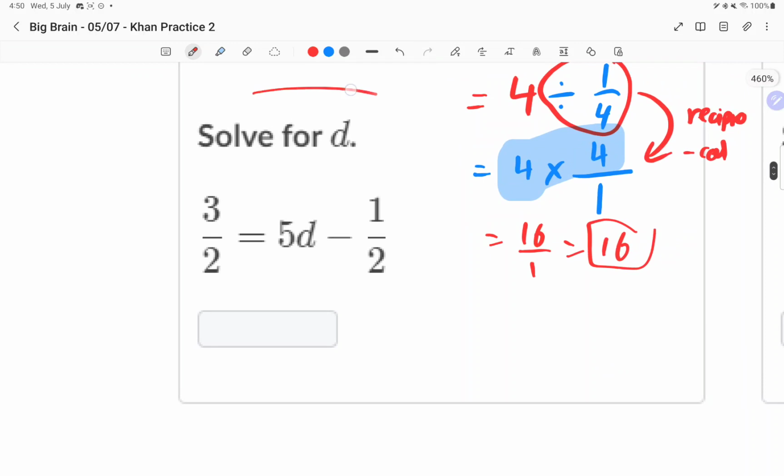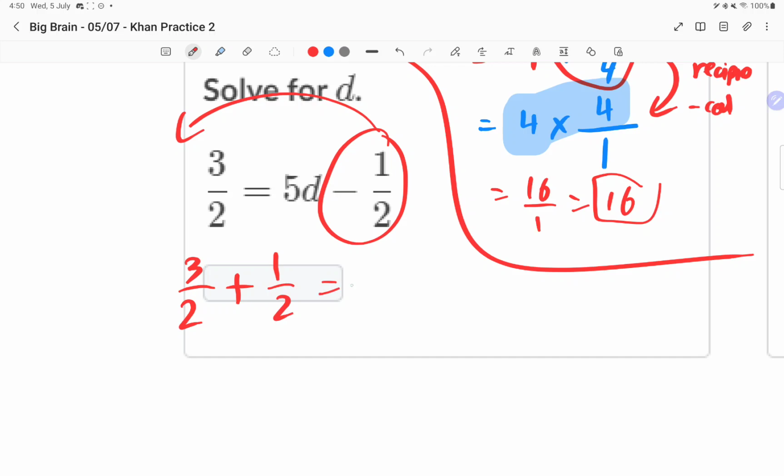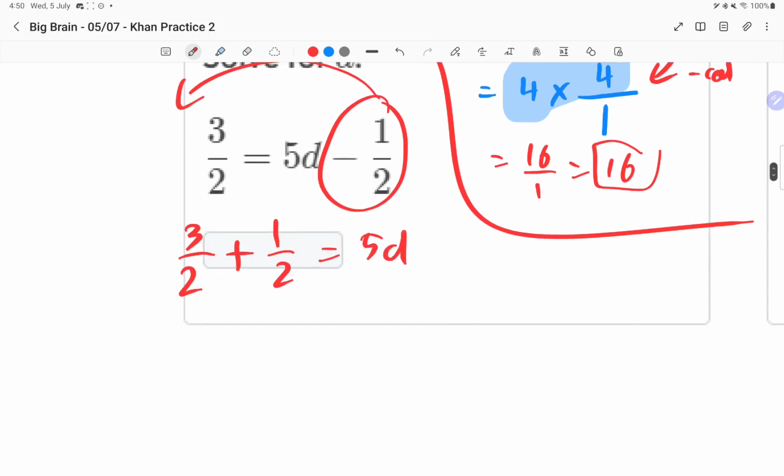Now that brings me to the next question here. Solve for D. This is another one where you will need to work with fractions. So I'll take this term and move it to the other side. So that'll be 3 over 2 plus 1 over 2 equals 5D, right? And 3 over 2 plus 1 over 2 is 4 over 2. What's 4 over 2? Just 2, that's right. 2 equals 5D, and how do we continue?